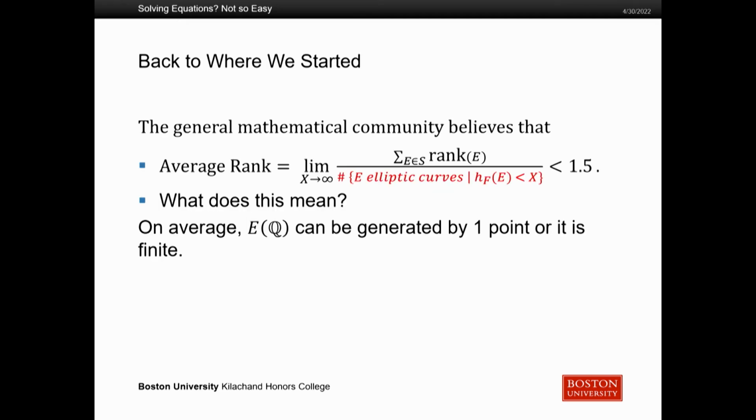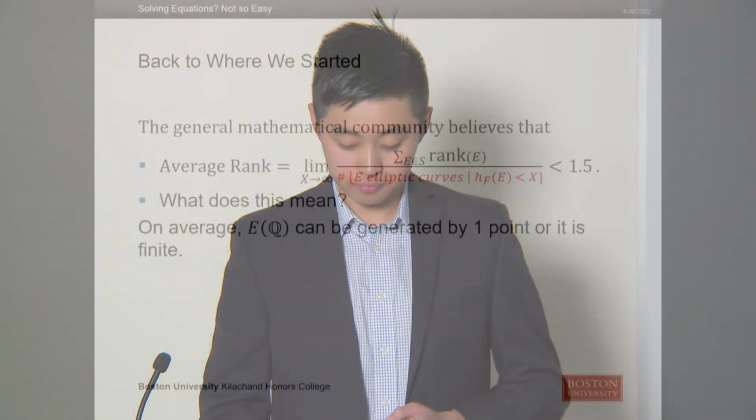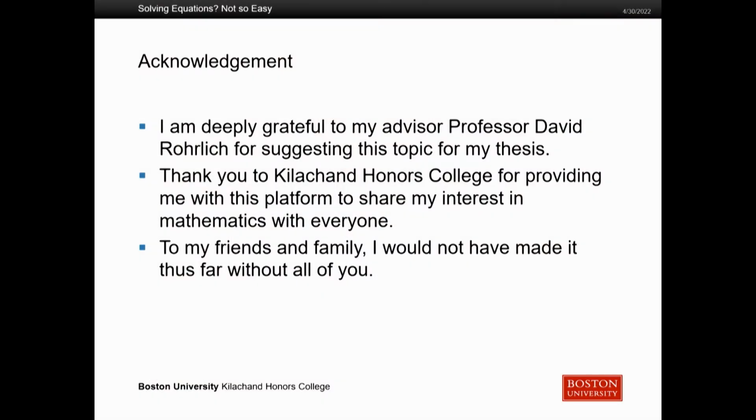So back to where we started, it is generally believed that the average rank defined this way is less than 1.5. What that means is that on average, given an elliptic curve, you only need one point to find all of its rational points, where it turns out that there's only a finite number of rational points on the elliptic curve. So that's all I wanted to share about my senior thesis.